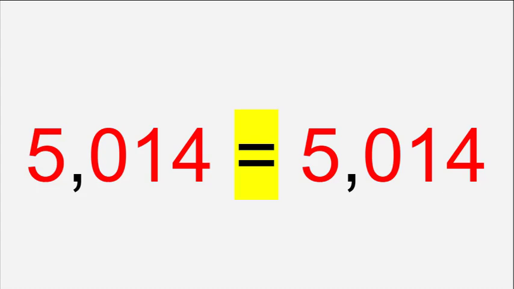Next, we are comparing 5,014 and 5,014. When we look at this number, both numbers have a 5 in the thousands, a 0 in the hundreds, a 1 in the tens, and a 4 in the ones place value. Both numbers have the same digits in the same location. So 5,014 is equal to 5,014.